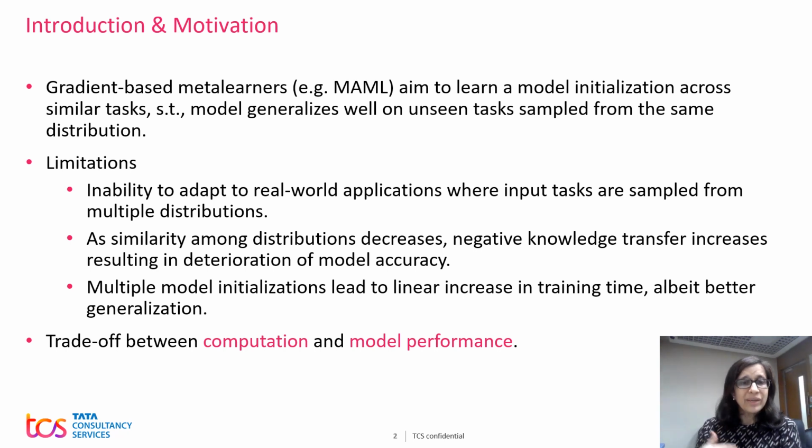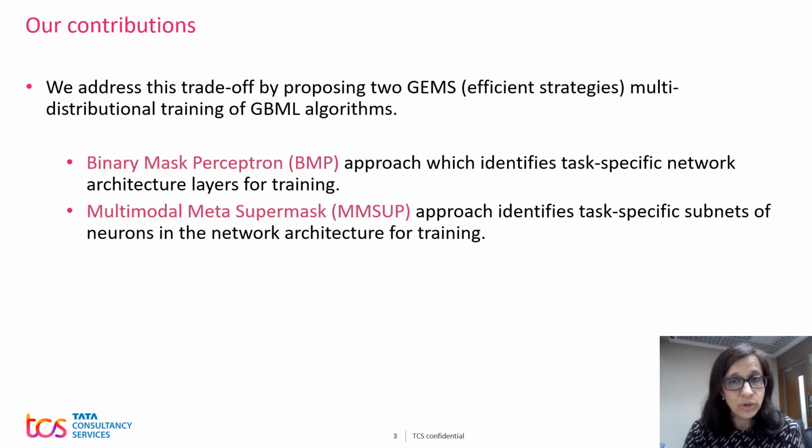You could say that we can train multiple model initializations depending on the specific task distributions, but training multiple model initializations leads to a linear increase in the training time, even though you may get better generalization. So we see that there is a trade-off between computation and model performance. To address this trade-off, we propose two approaches, mainly the binary mask perceptron, or the BMP approach, and the multimodal supermask, that is the MMSUP approach.